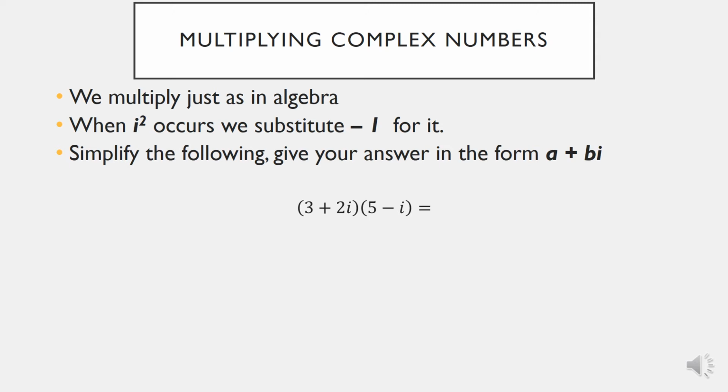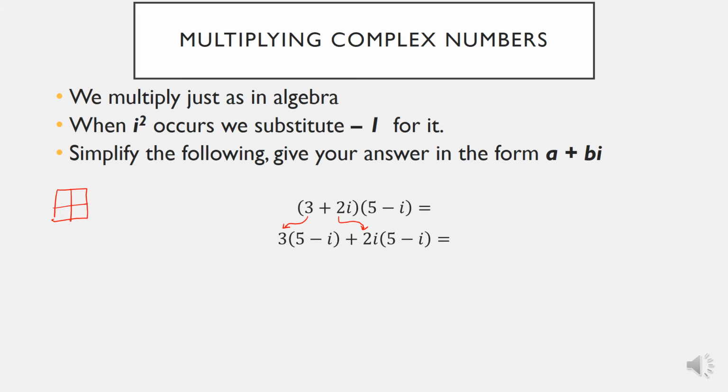It's a 2 by 2 multiplication. Now you can do it by whichever means you're used to. You can use a 2 by 2 grid if that's what you like. In this case, I start by multiplying by the 3 first and by the plus 2i second. Okay, so I've just transcribed 5 minus i down here.